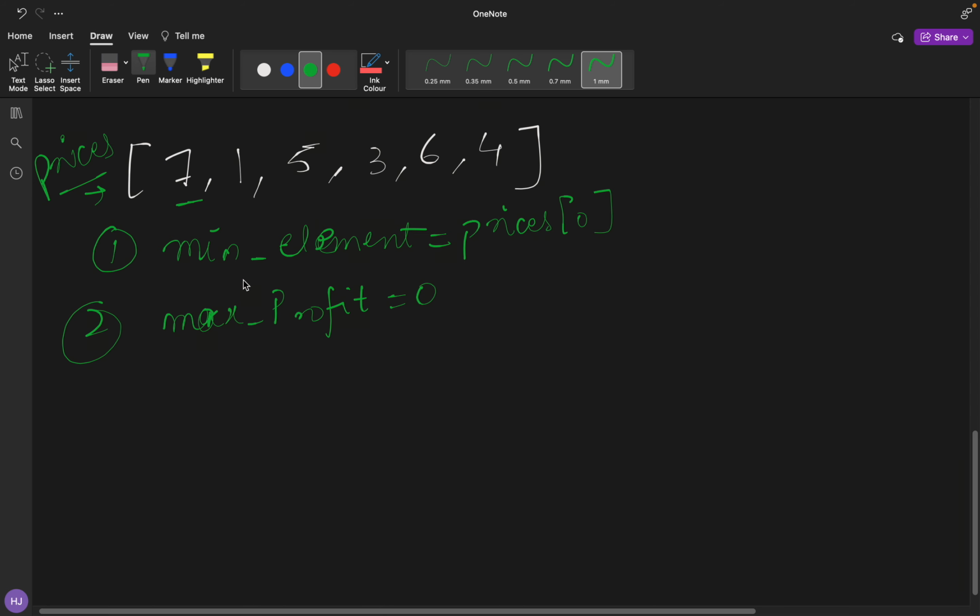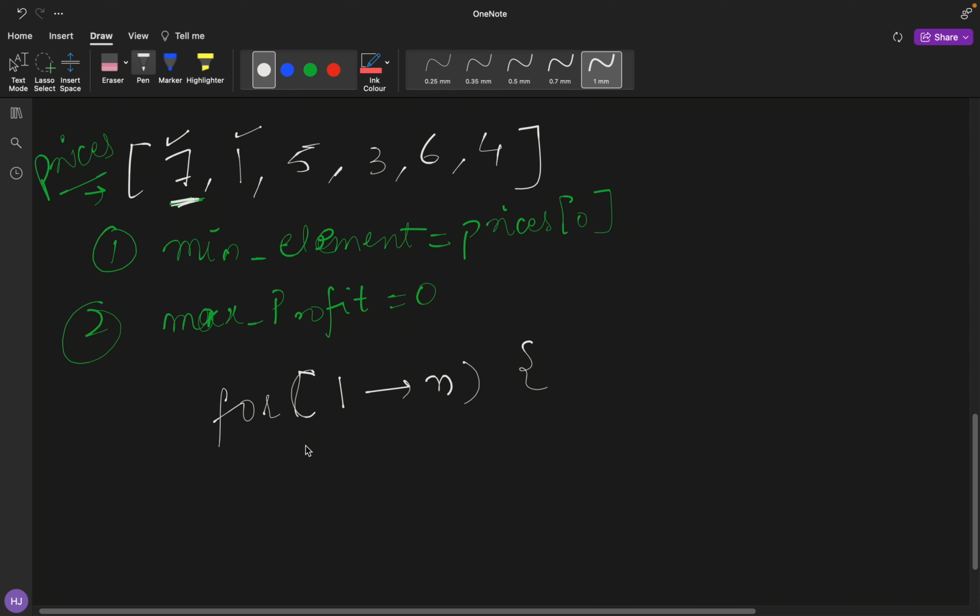To sell this stock, we have to look into the future days. So we will simply start our iteration from 1 to n, right? Because we cannot buy and sell on the same day. We can't do that intraday trading, right? That is not allowed as per the question. So we have to buy on one day and sell it in the future.